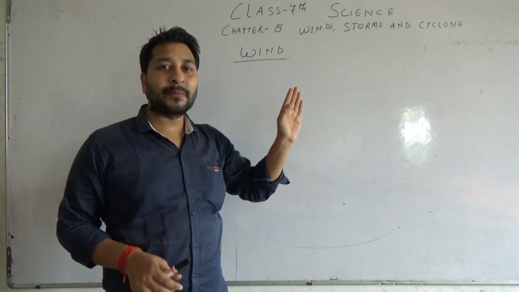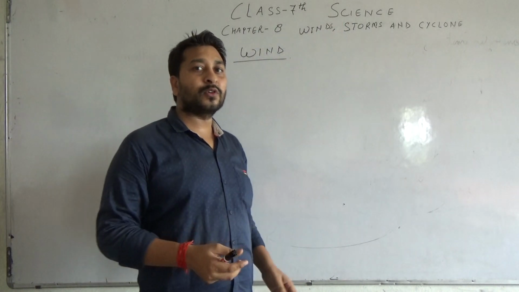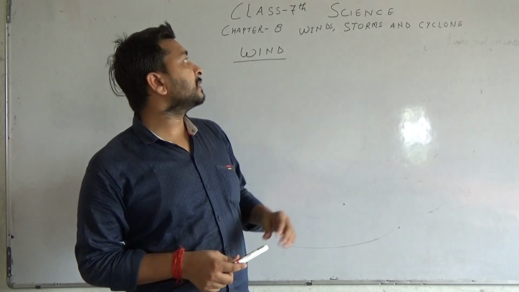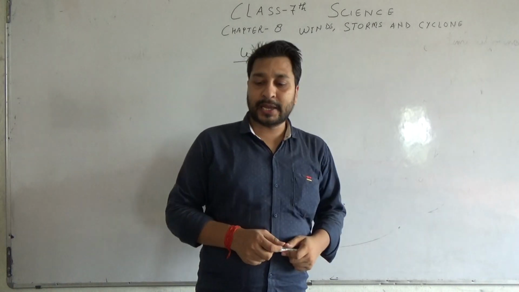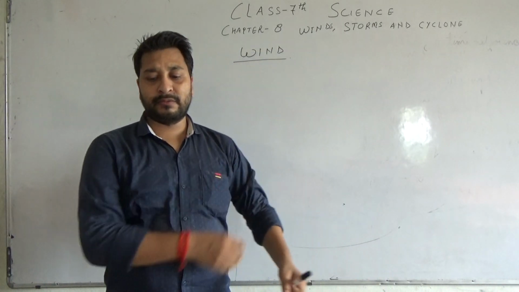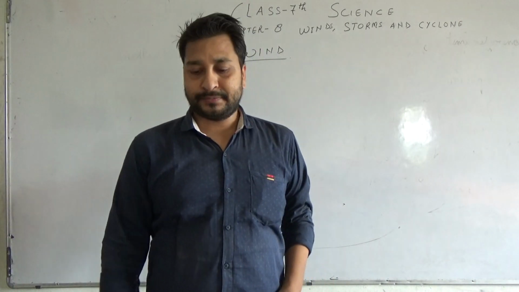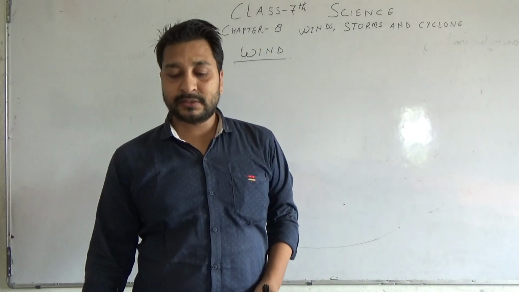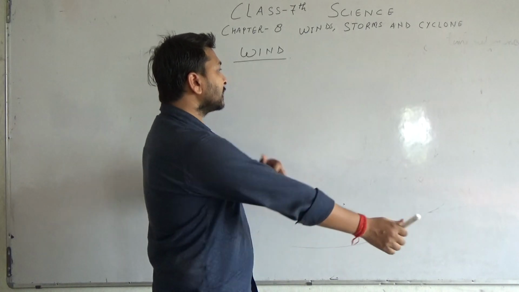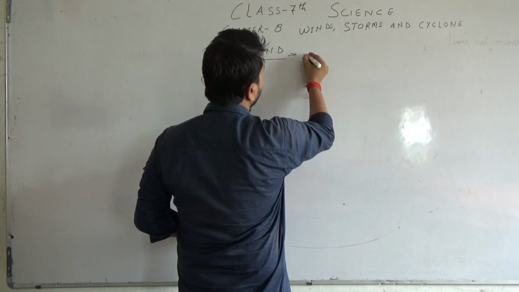The chapter is chapter 8. This is the syllabus of your unit 2. The chapter name is wind, storm and cyclone. So firstly we see what is wind. The moving air is called wind.